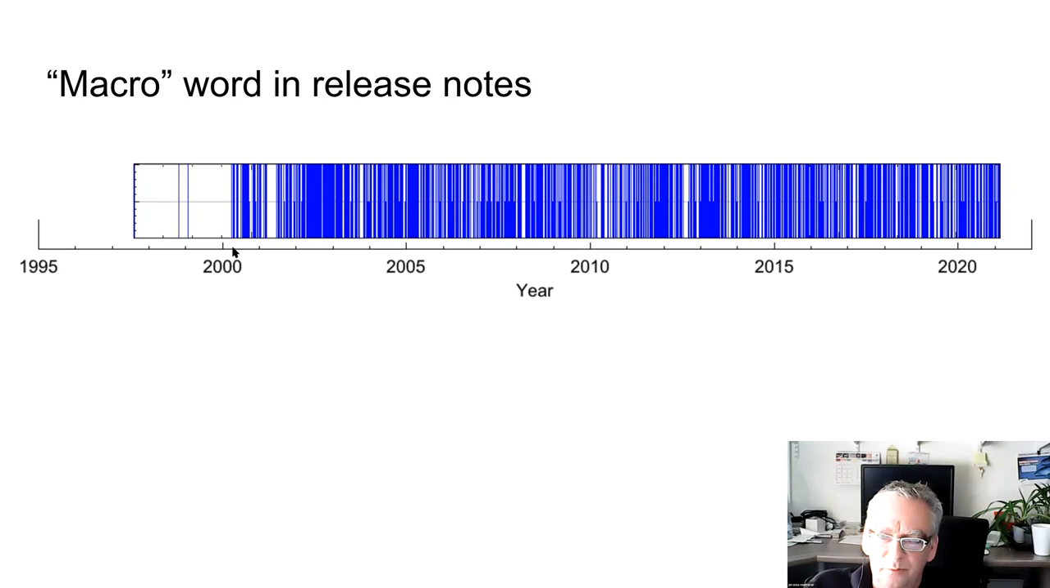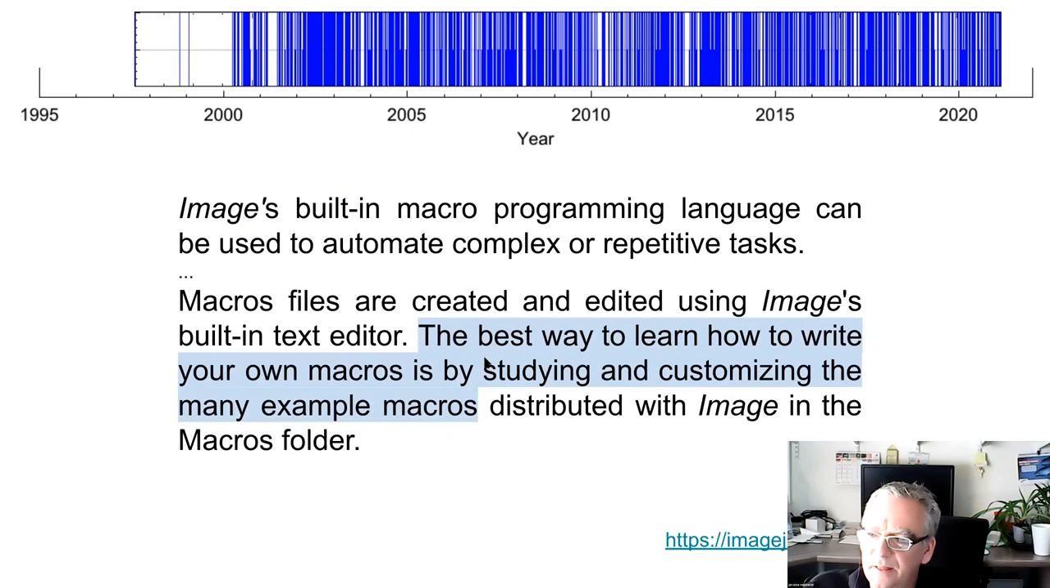Of course, the macro language was there even in NIH Image, okay? And this was Wayne's statement at that time: The best way to learn how to write your own macros is by studying and customizing the many example macros. This is still true. You have a lot of example macros, and this is the easiest way to learn the macro language. But there is another one, which explains that it only started in this time, 2001.